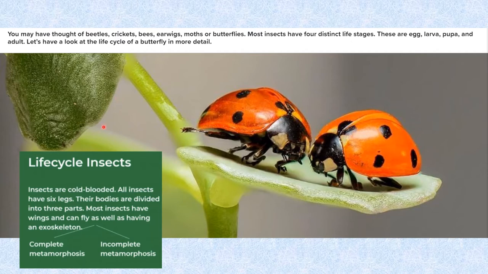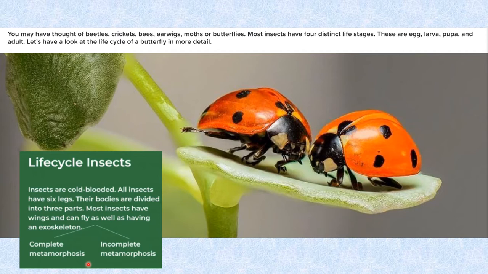There are two types of life cycle that an insect may have. There's one called a complete metamorphosis. A metamorphosis is when something totally changes. There are two classifications of animals that we know of that go through a complete metamorphosis, and that is some insects, only some insects, and amphibians. And those are the two that we know of that go through a complete metamorphosis.